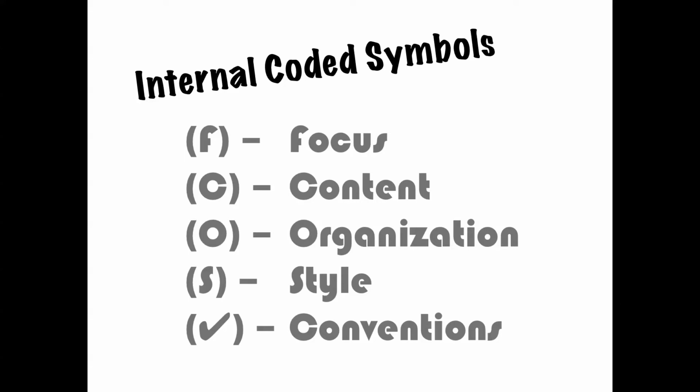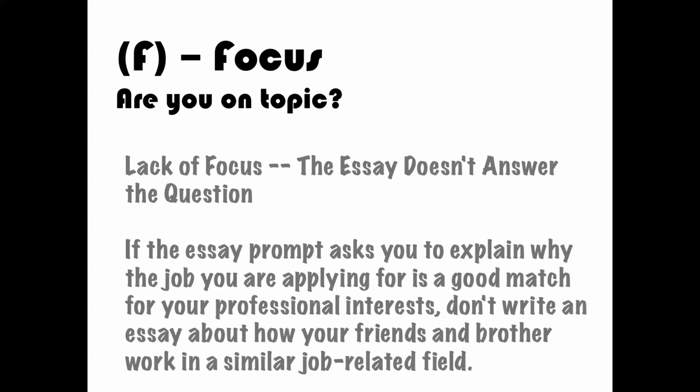Now I'd like to take you through those specific symbols and what they mean. Focus is first. Are you on topic? This is an easy one. This is if the prompt is asking you to write to a specific topic. Are you writing to that topic? An example I have down below here is if a prompt is asking you to explain why the job you're applying for is a good match for your professional interest. Don't write about how your brothers and your friends are interested or are working in a similar field. It doesn't match the topic. You want to make sure you match your topic.